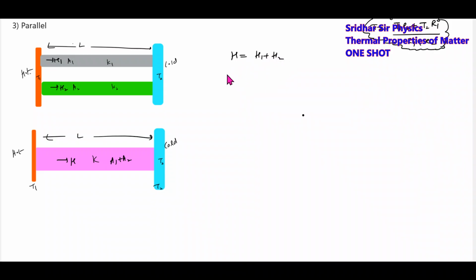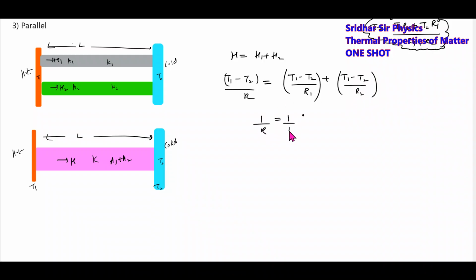What is H equal to? Temperature difference T1 minus T2 by R, where R is the resistance. H1 equal to T1 minus T2 by R1, and H2 equal to T1 minus T2 by R2. So 1 by R equal to 1 by R1 plus 1 by R2. This is the thermal resistance. Okay, how to calculate the equivalent? This will be Ka.